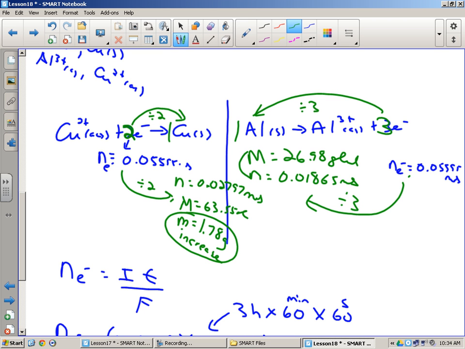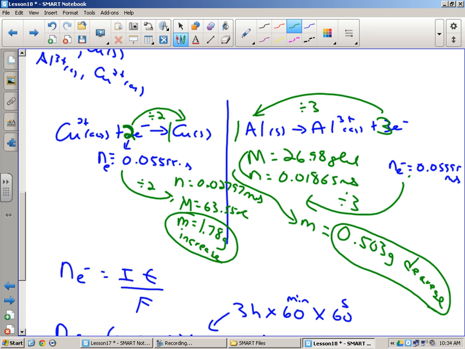And I can figure out from those two the mass of aluminum that I'd expect to, in this case, lose, because aluminum is turning into aluminum 3+. For every 3 moles of electrons, I'm using 1 mole of aluminum to do that. So multiplying those two together, I'd expect a 0.503 gram decrease in mass of the aluminum electrode.